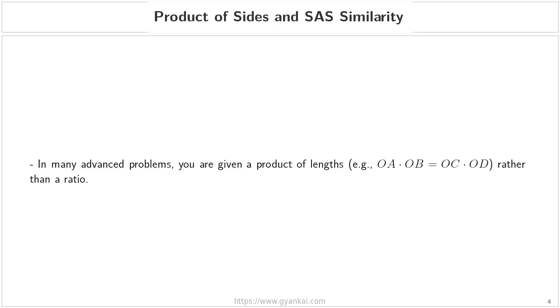Now let's move on to slide 4, where we tackle a slightly more advanced technique. Up until now, we've looked at cases where the ratios or angles were given directly, as we saw in our discussions on parallel lines and SSS. However, in more complex problems, you won't always see a nice, clean ratio. Instead, you might be presented with a product of lengths, something like OA times OB equals OC times OD.